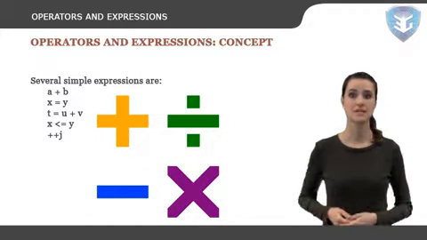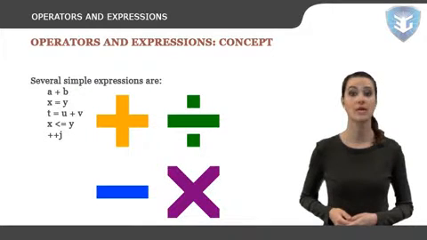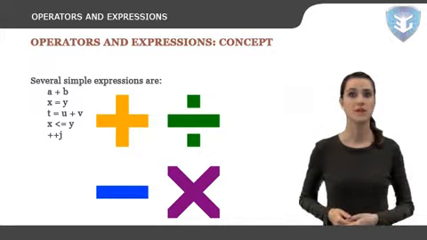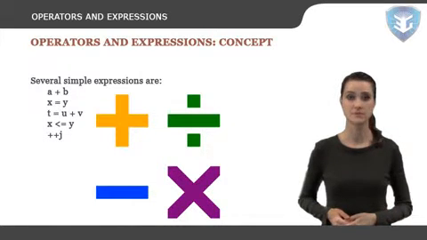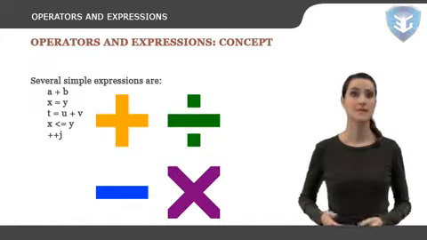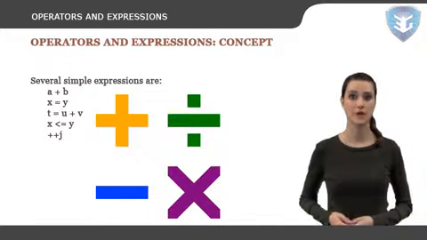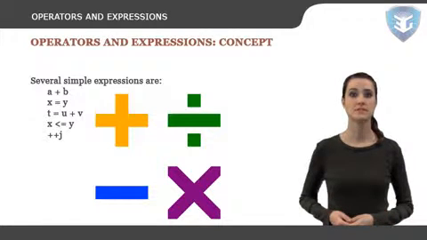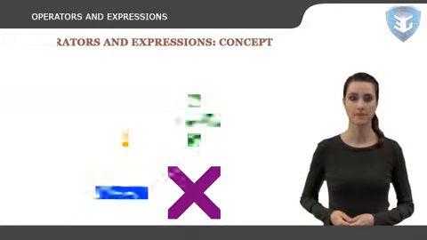The fourth expression takes the value 1, true, if the value of x is less than or equal to the value of y. Otherwise, the expression takes the value 0, false. Here, less than equals is a relational operator that compares the values of x and y. The final example causes the value of j to be increased by 1.